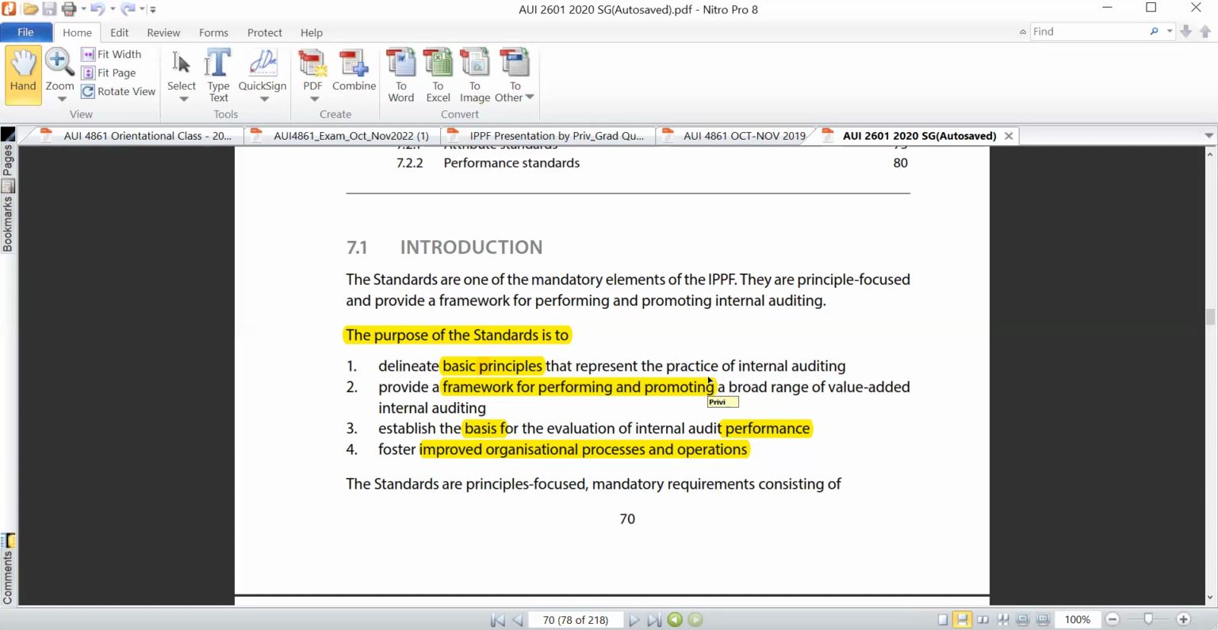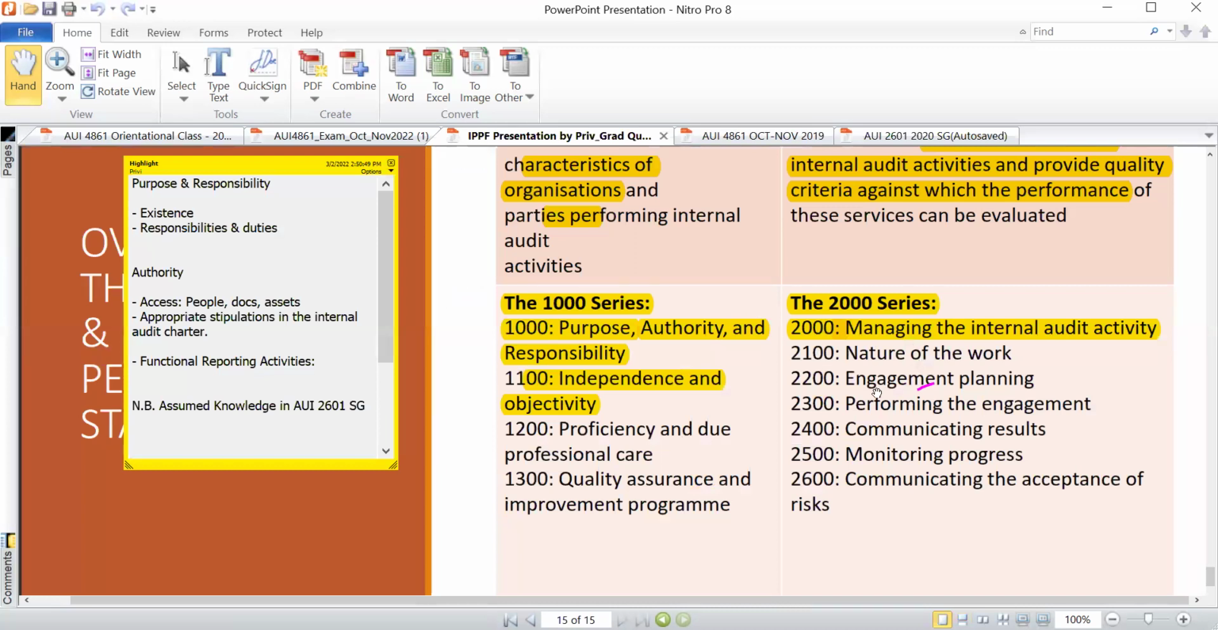Very important. It also provides a framework for promoting a broad range of value-added internal auditing. So there's a standardized structure that we are able to follow based on the standards outlined. Then number three, it establishes the basis for the evaluation of internal audit performance. Especially with performance standards, you're able to see that it outlines clearly what we call the internal audit process, for instance, from standard 2200. So we are able to know what the blueprint is as far as engagement planning is concerned. We're able to know what the internal auditors are supposed to be doing when they are planning for an internal audit engagement. What are those planning activities that they're supposed to be conducting during the planning phase of an internal audit engagement, right?